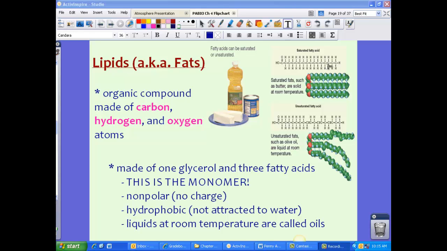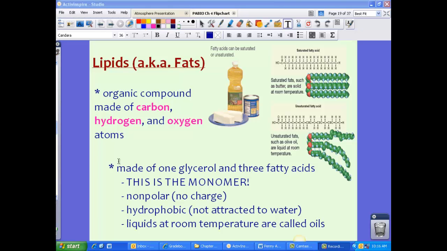I do have a couple pictures for you over here of what these look like. So we have saturated fatty acids above, we have unsaturated fatty acids below. Now a lipid is made of one glycerol and 3 fatty acids. So this is your monomer. This is your one puzzle piece. This is nonpolar, so there is no charge. They are hydrophobic, meaning that they're not attracted to water. And usually the liquids at room temperature are called oils. So this is your lipid right here. We have 2 types. We have saturated and unsaturated.